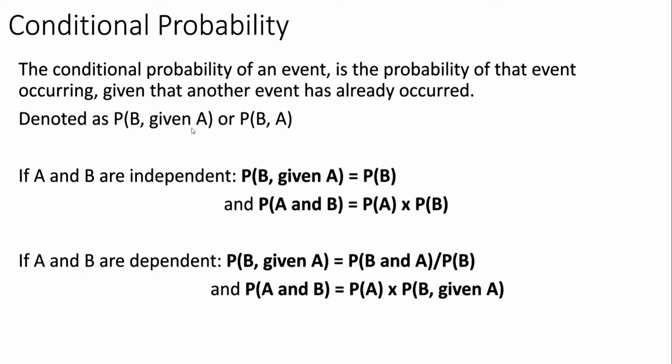If A and B are independent, the probability of B given A is just the probability of B, because the probability of A doesn't affect the probability of B, and the probability of A and B both happening would be the probability of A times the probability of B. If A and B are dependent events, the probability of B given event A has already happened is the probability of B and A divided by the probability of A, and the probability of A and B is equal to the probability of A times the probability of B given A. I know this seems a little bit weird, but it does get a bit more intuitive when we get into some examples.